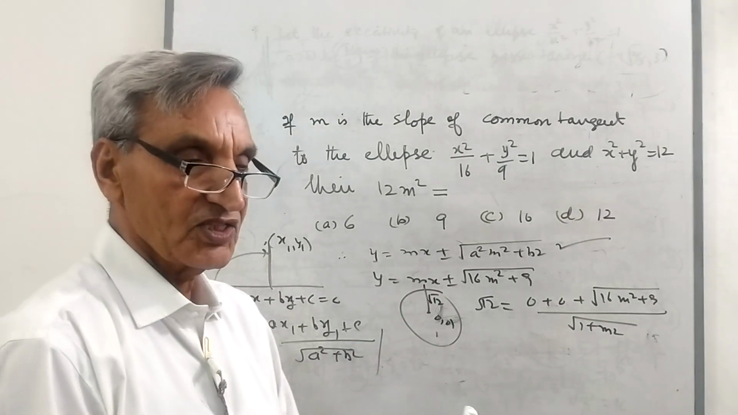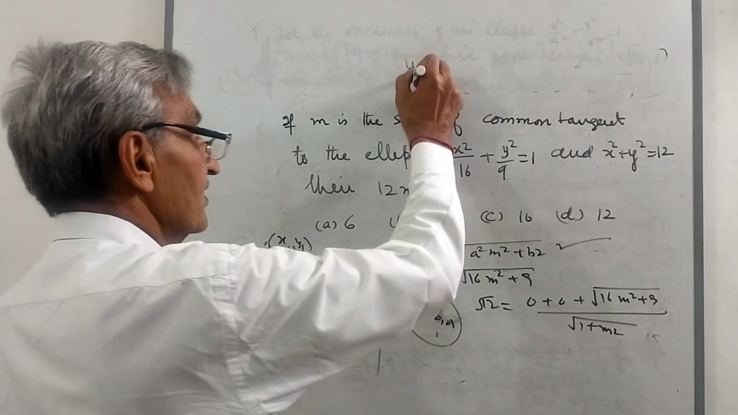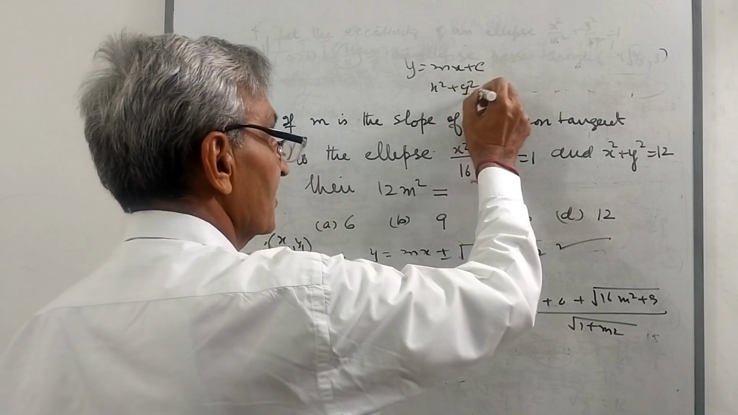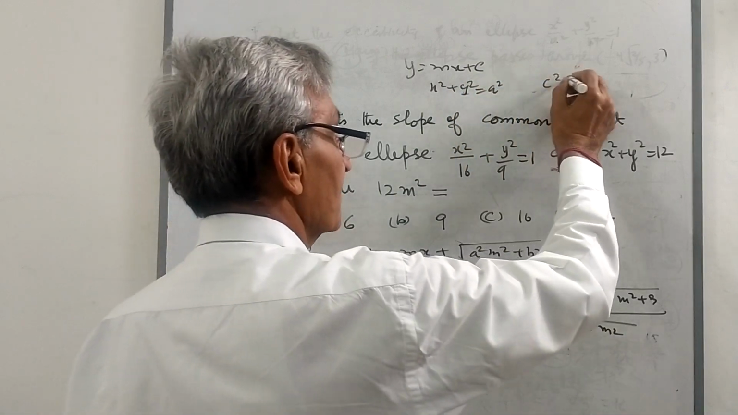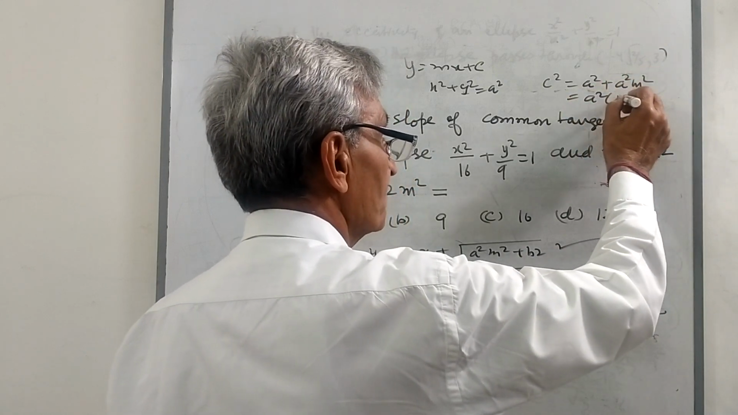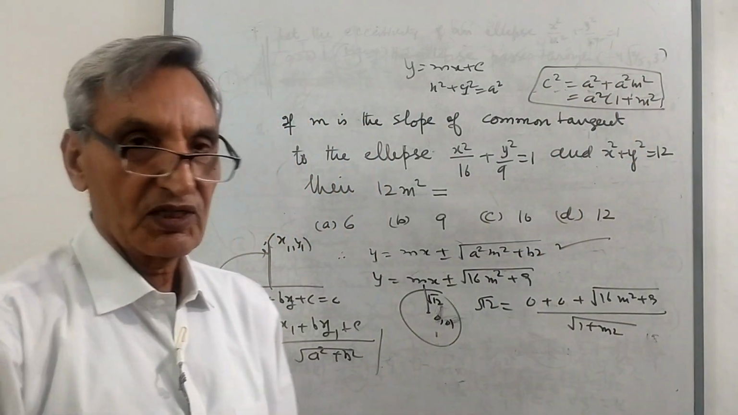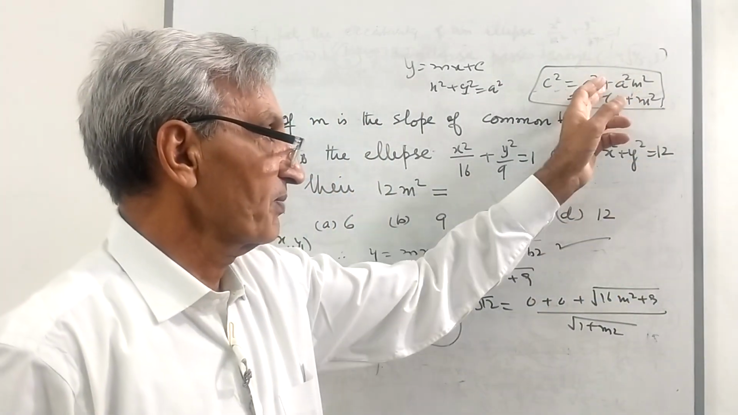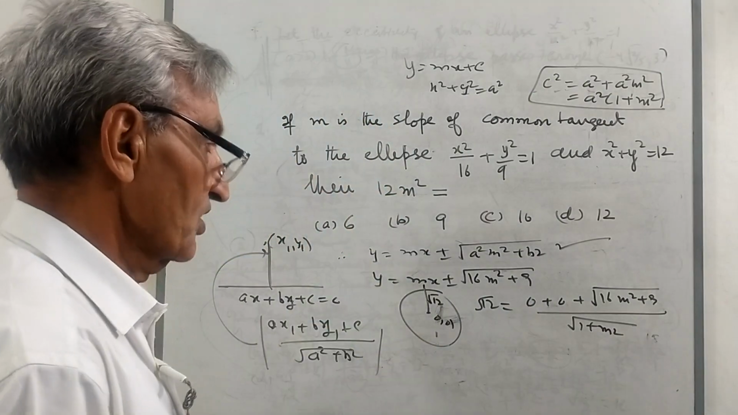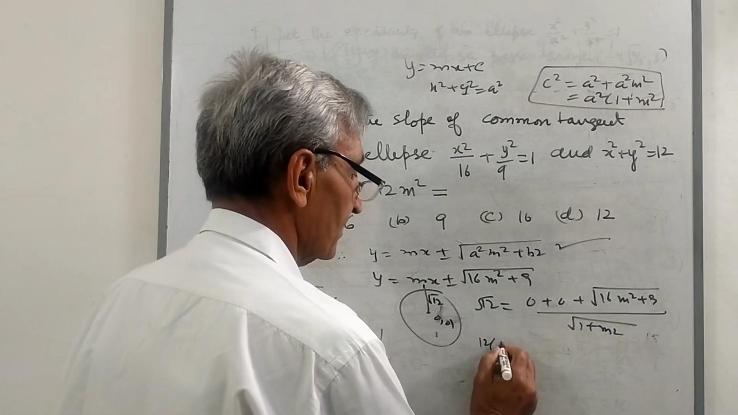I could have used the formula c square is equal to a square into 1 plus m square. Let me tell: y is equal to mx plus c, if it is a tangent to the circle. So I could have used this: c square is equal to a square m square plus a square, like we have in case of the hyperbola, a square m square plus b square, because a and b are the same in case of the circle. So I could have used this concept, squaring both sides, and I get the answer.